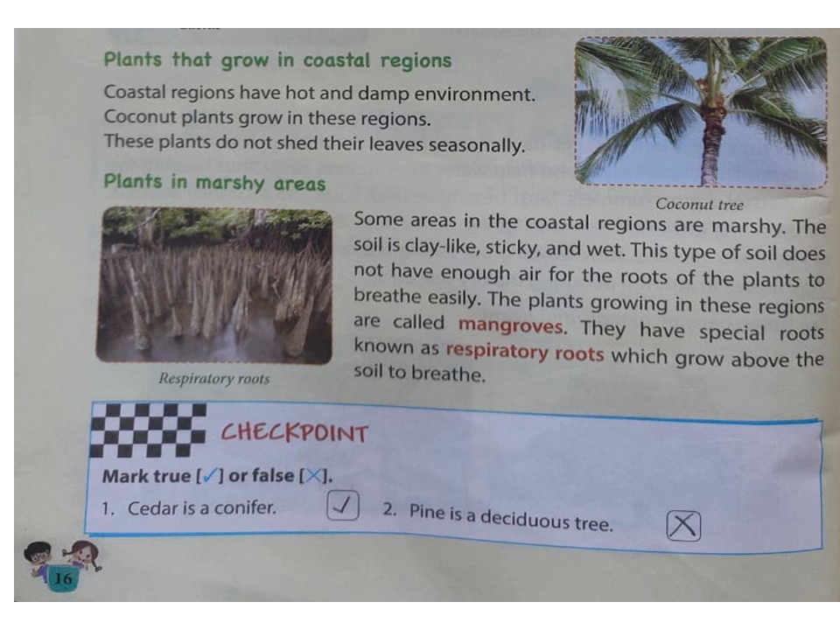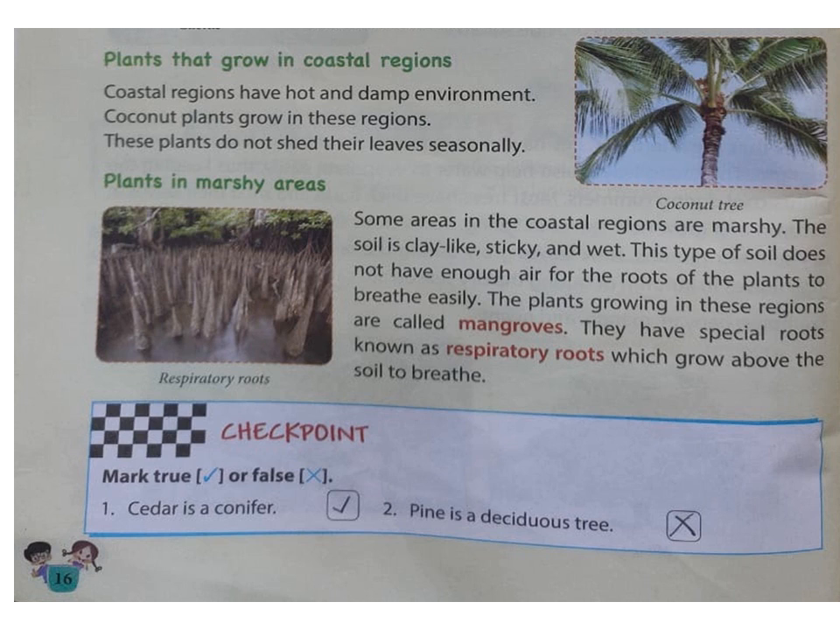In this section, we can see the plants that grow in the coastal area. They have another special feature. See, coastal regions have hot and damp environment. Coconut plants grow in these regions. These plants do not shed their leaves seasonally. Okay, next section of the plants. Plants grow in the marshy area.